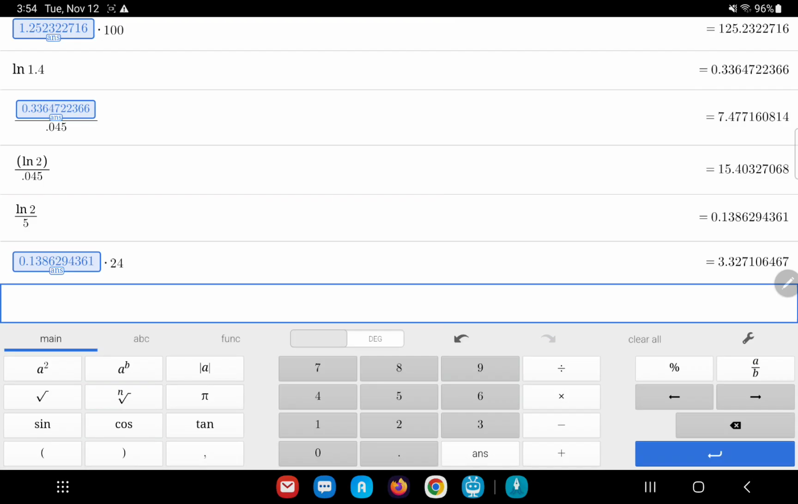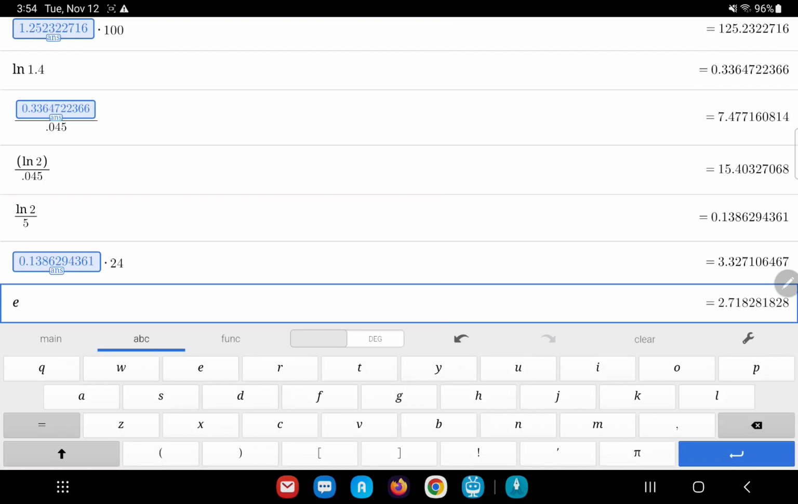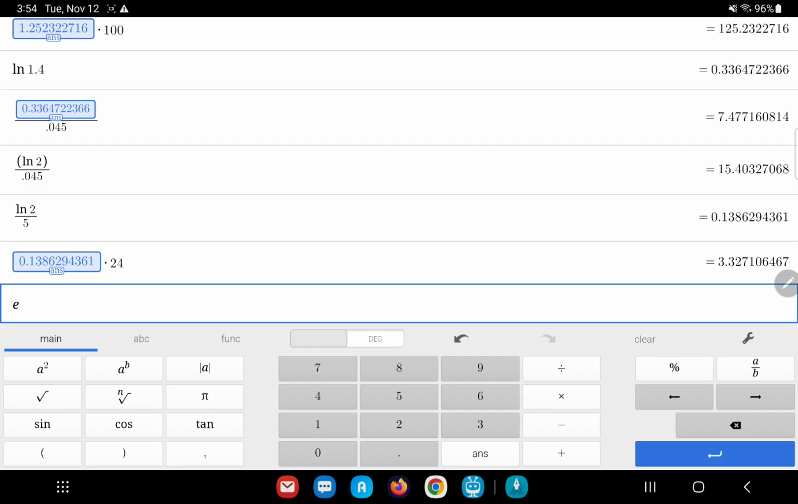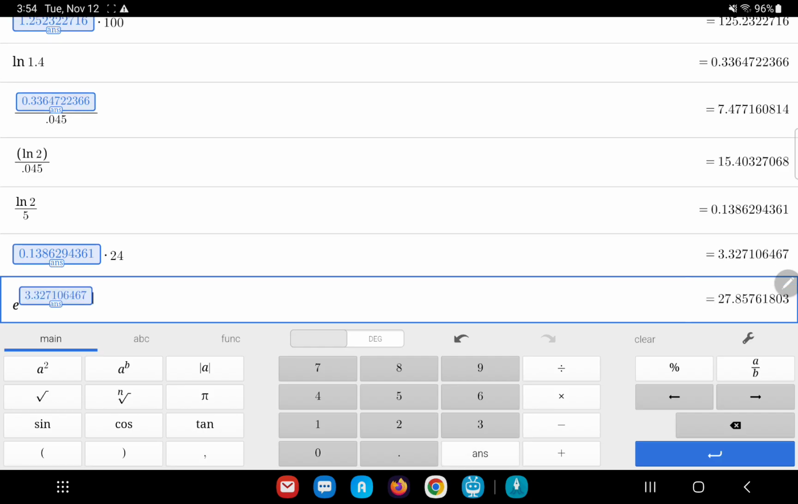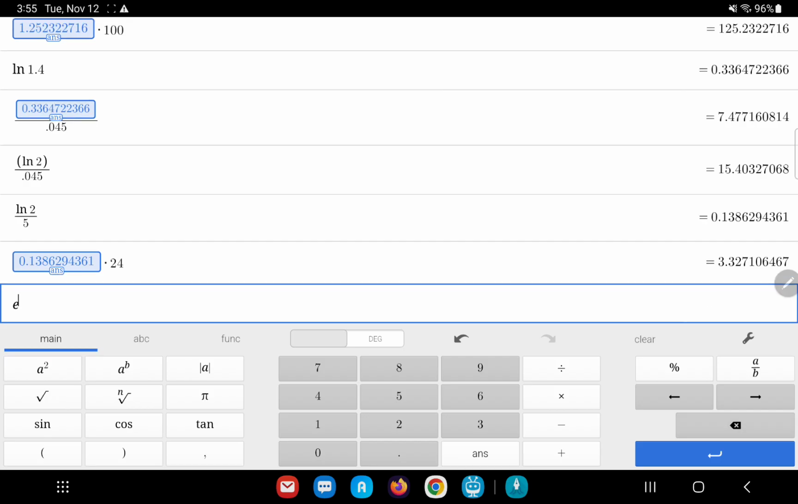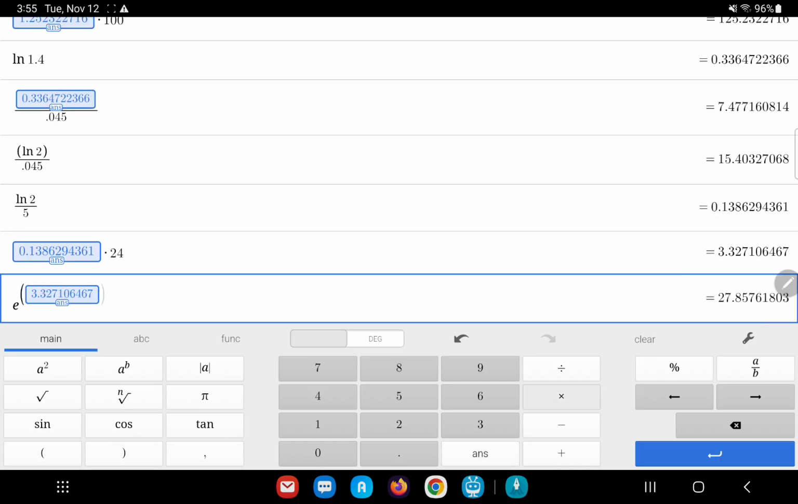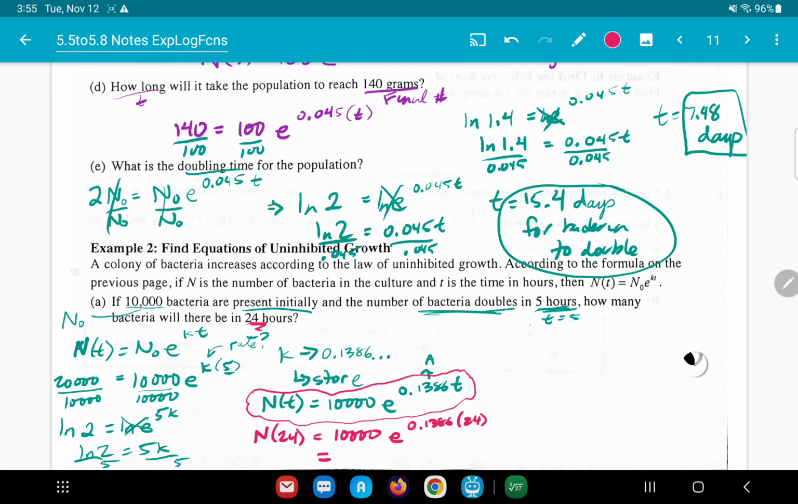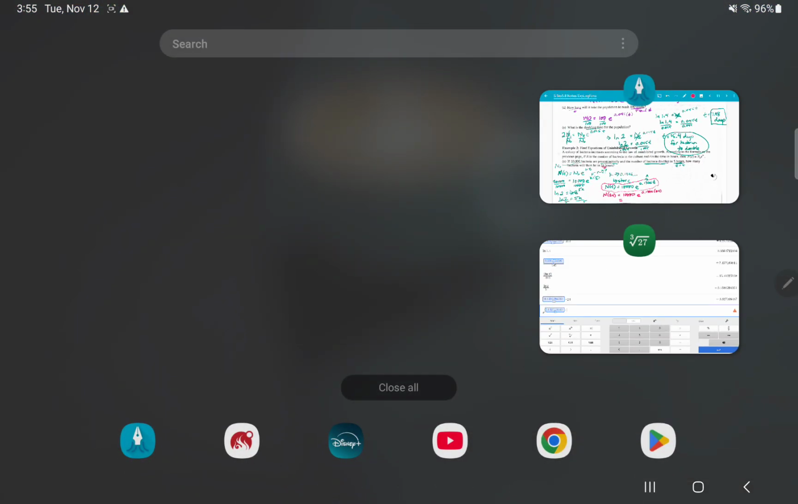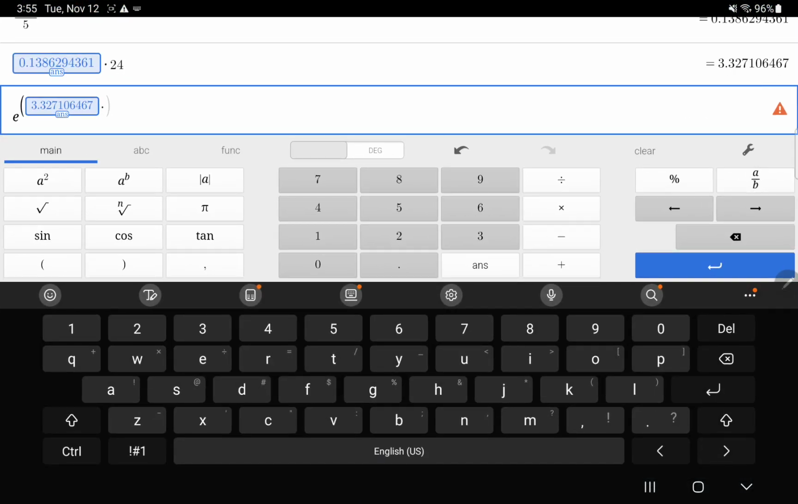So I'm going to go ahead and say e to the power of my answer. Oh, I forgot to do parentheses again. So I'm going to say parentheses answer times, wait a minute, hold on. Let me go back. So I did 0.1386. I did multiply by 24, right? So I'm just going to do e to the power of answer.